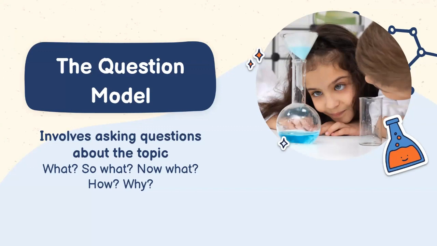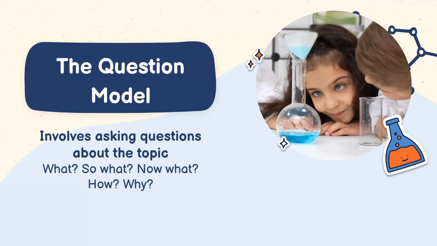Question model for me is the easiest. You don't need a lot of materials to do the question model for inquiry-based learning. But what's important in the question model is that we ask the proper questions. Okay? We don't only ask the what's, because what's is basic knowledge. For example, what is a reptile? A reptile is a cold-blooded animal with scales, jaw, and so on.